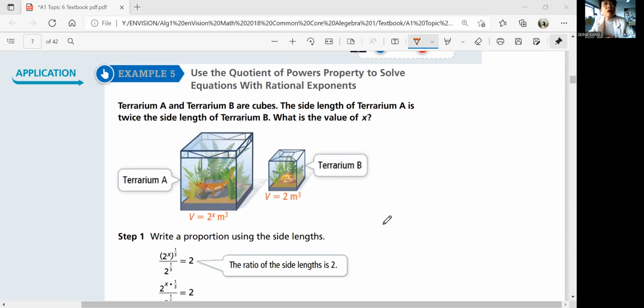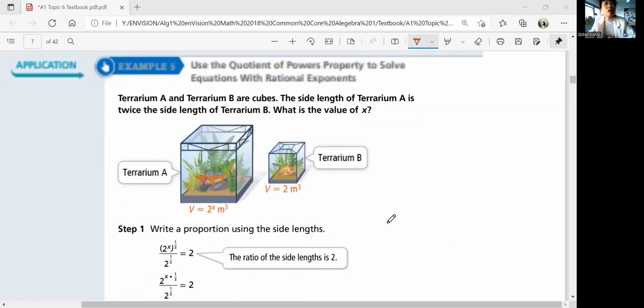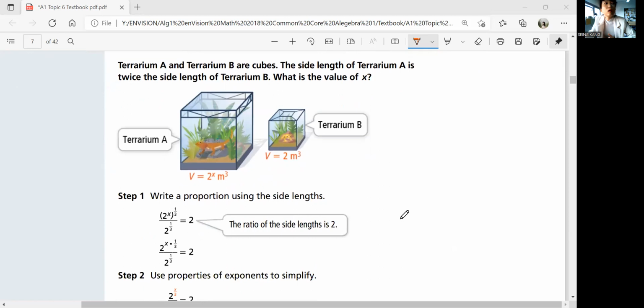So 2... so this is your volume, which means you multiplied one side times another side times another side. So you need to... you don't square root it, you cube root it to get the side.